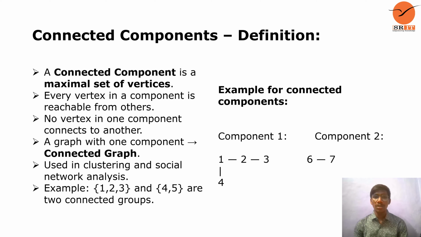Example: 1, 2, 3 and 4, 5 are two connected graphs. In the example of connected components, in component 1, vertex 1 is connected to both 2 and 4, and 2 is connected to 3. In component 2, the 6 is only connected through the 7.